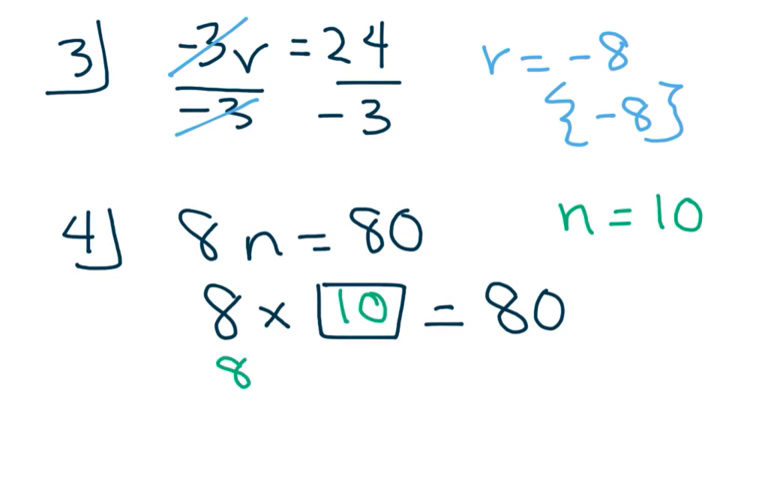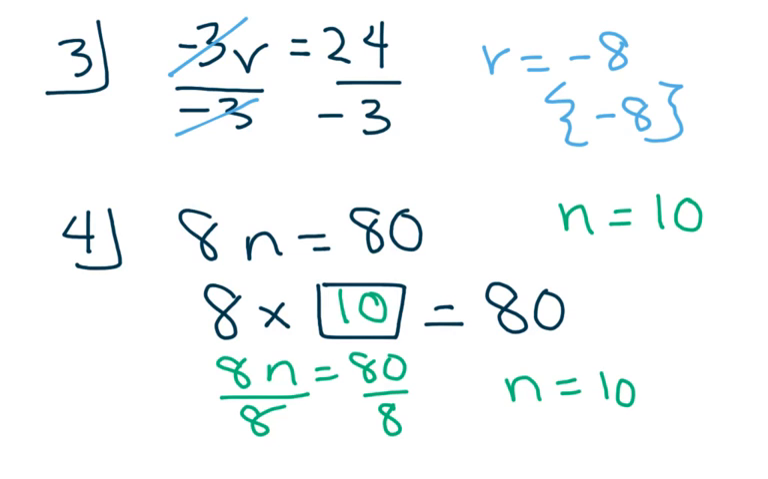Or you could do like we've been doing and divide both sides by 8, and you get n equals 10, because that would cancel and this equals 10 here. So our solution set is 10.